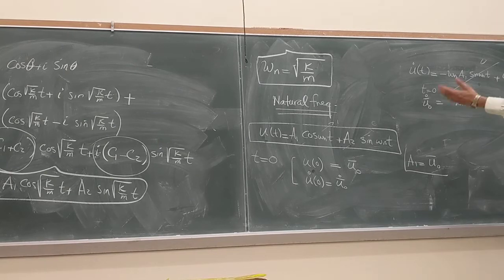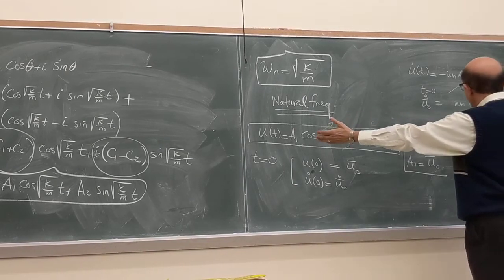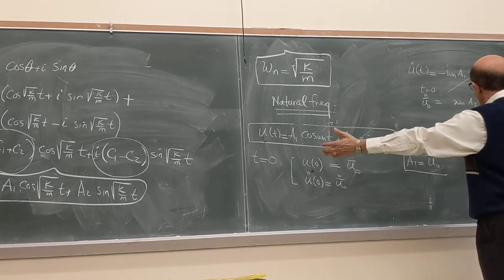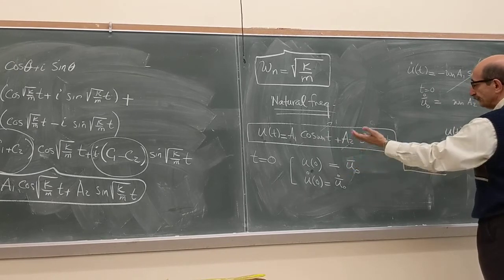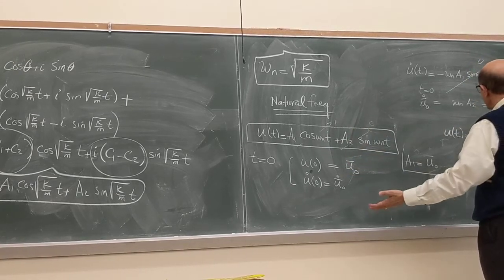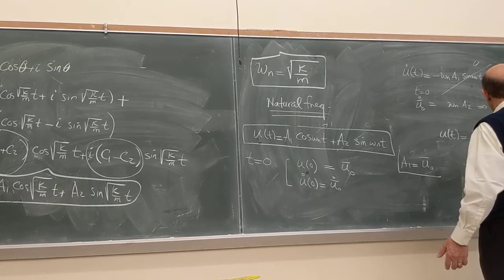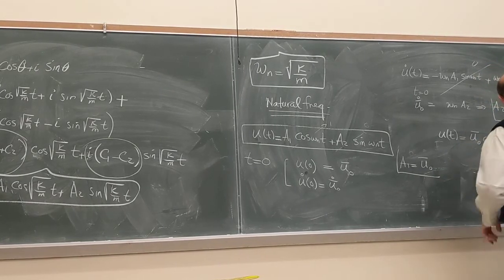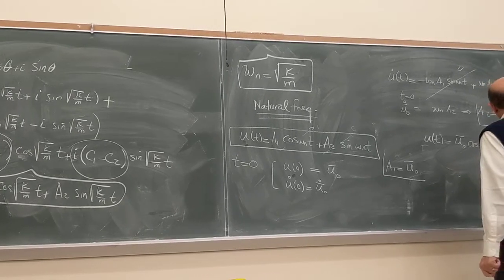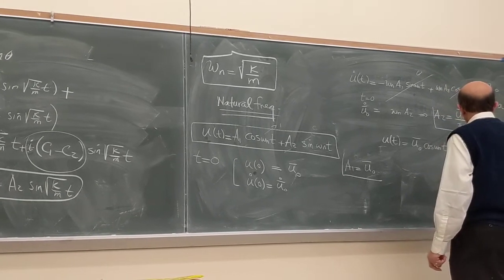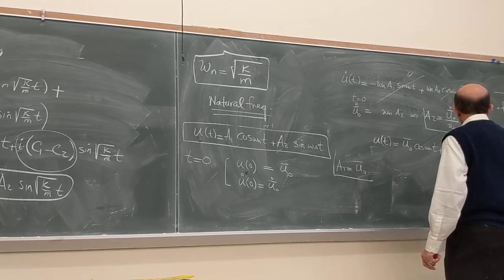So you just substitute that into that equation. In terms of the initial conditions, if they are given, that would be u bar naught cosine omega n t plus u dot bar naught over omega n sine omega n t.